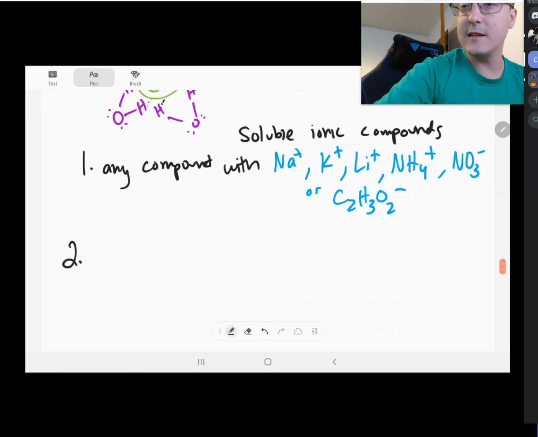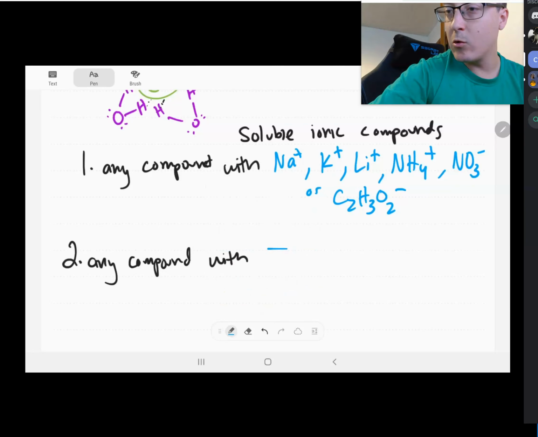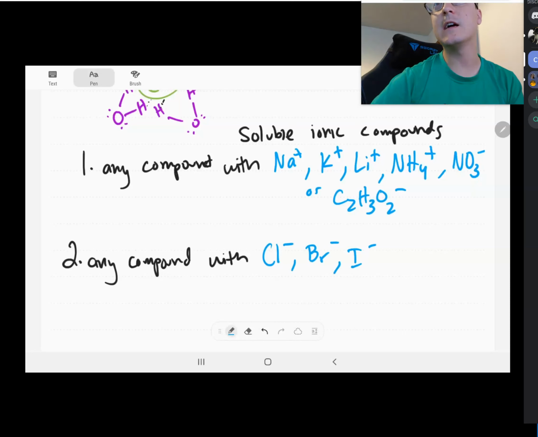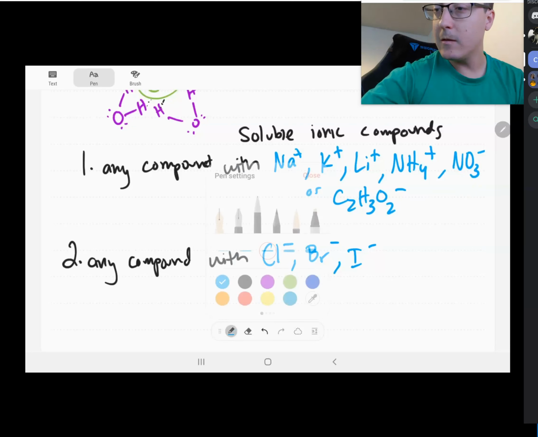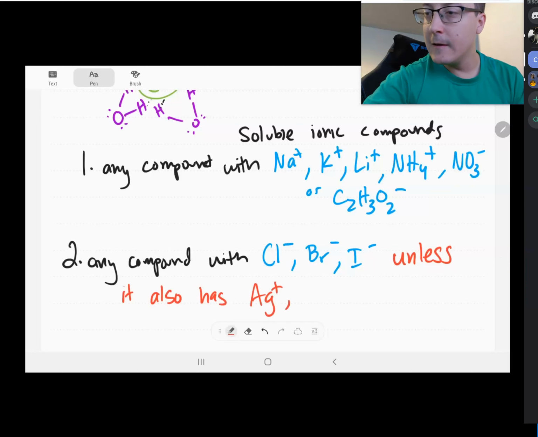The second one is any compound with chloride, bromide, or iodide. I'm going to do this part in red, unless it also has silver, lead, or mercury.